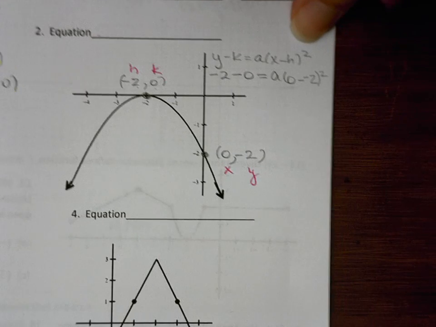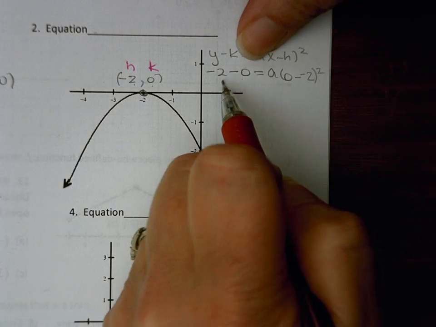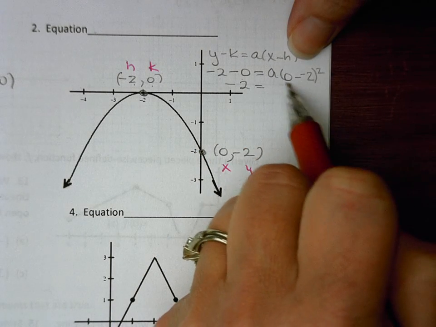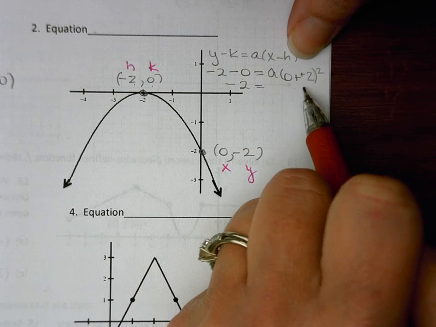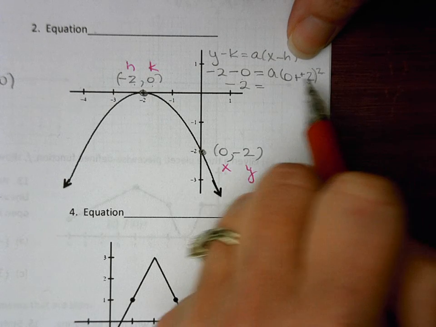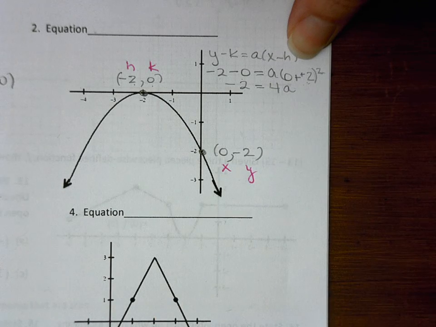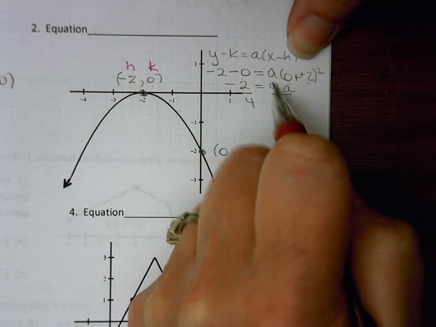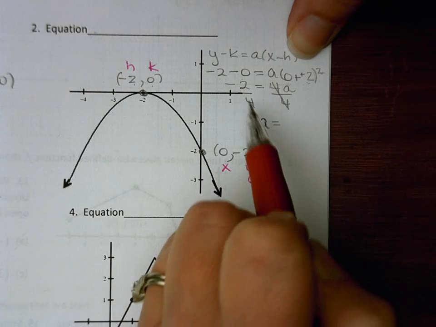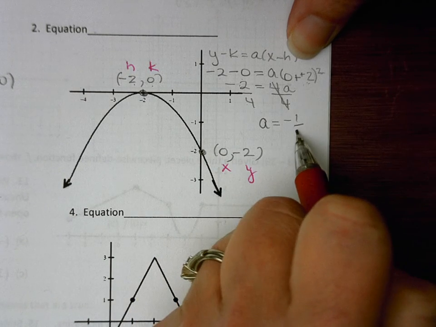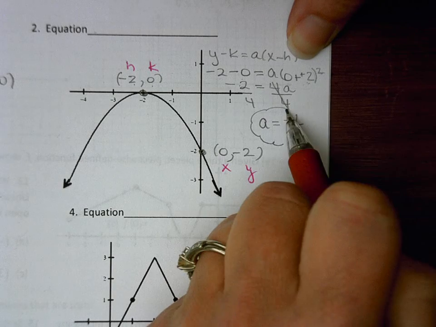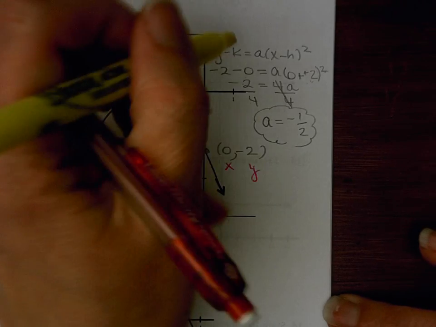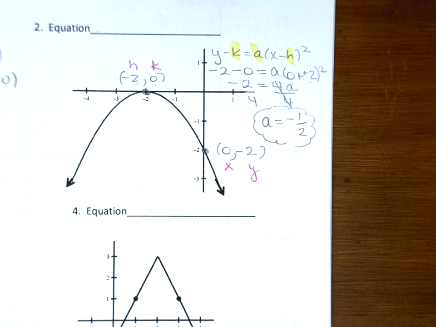replace h with -2, and then I still have the squared. Then I want to simplify that. So -2 minus 0 is -2, and this will end up being a +2, right? Then 2 squared is 4, so this is 4a. Divide both sides by 4. Then -2 divided by 4 reduces to -1/2. And then for my final answer, I want to replace k, a, and h.